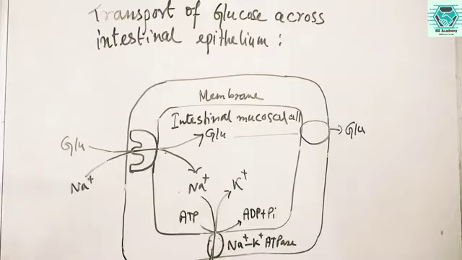Hello students and viewers. So today our topic is transport of glucose across intestinal epithelium. Basically this process is known as absorption, right? And after the digestion process of carbohydrate, in our previous videos I have gone through the digestion of carbohydrates.